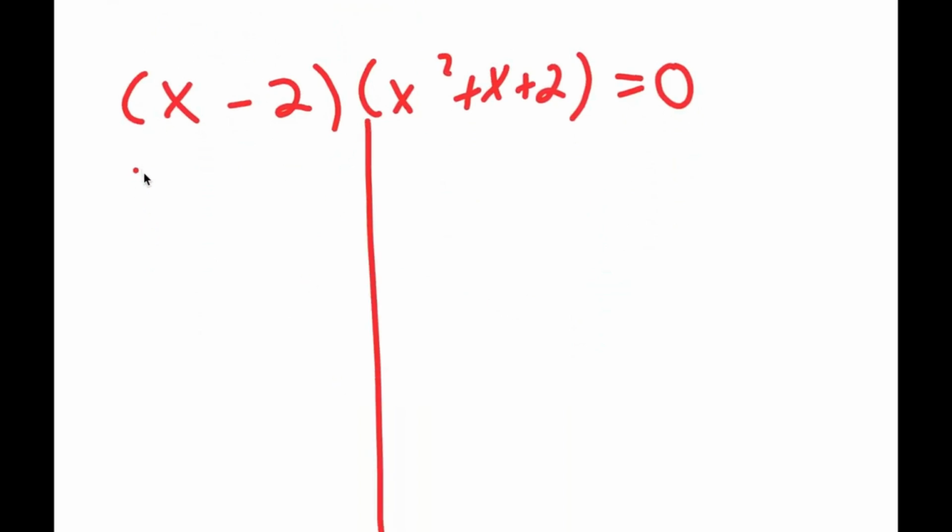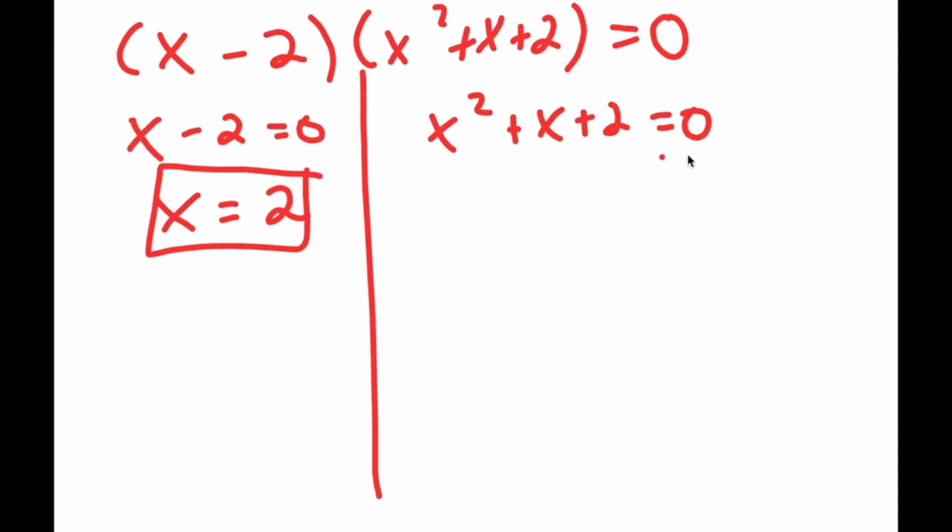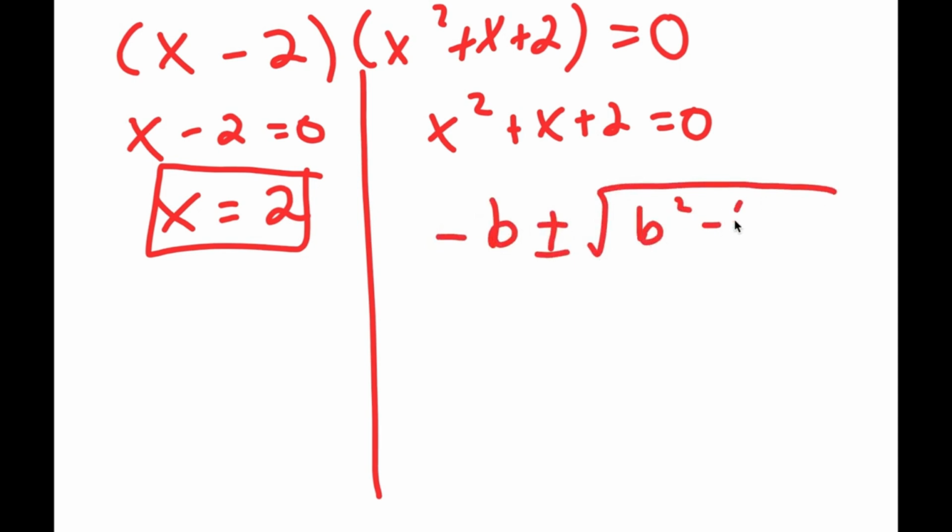So now to solve this, I get two equations. I get x minus 2 is equal to 0, and I get x squared plus x plus 2 is equal to 0. So for x minus 2 equals 0, x is obviously equal to 2. That's a simple equation. And now for x squared plus x plus 2 equals 0, I'm going to use the quadratic formula, which is negative b plus or minus the square root of b squared minus 4ac all over 2a.